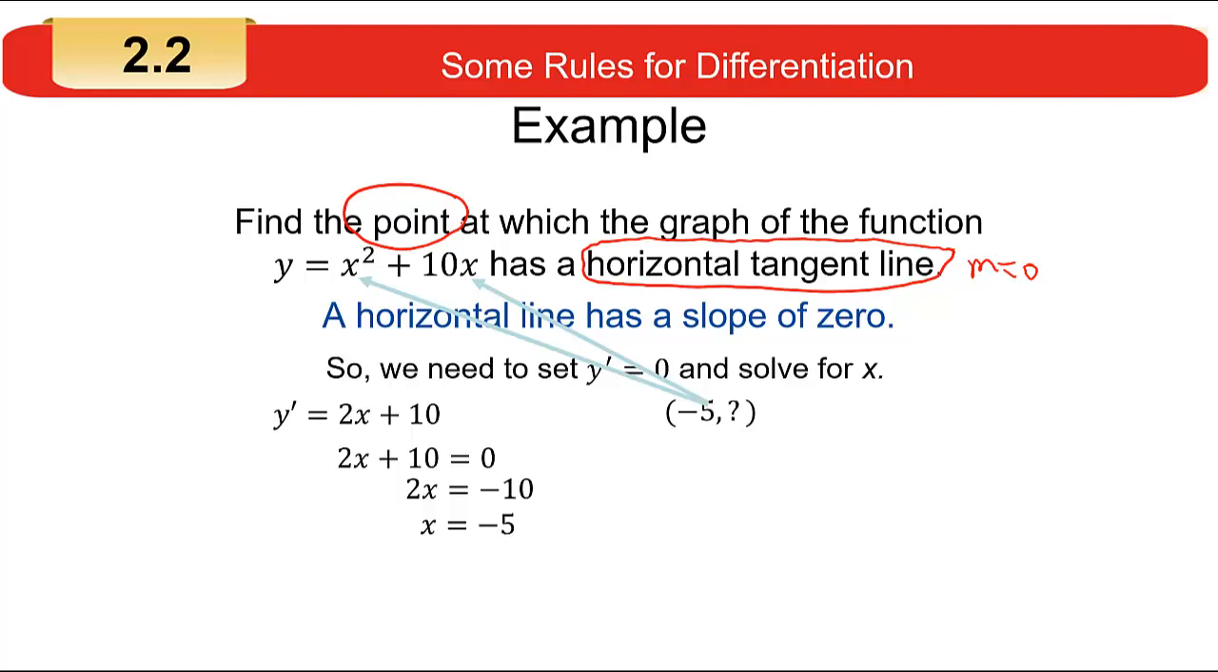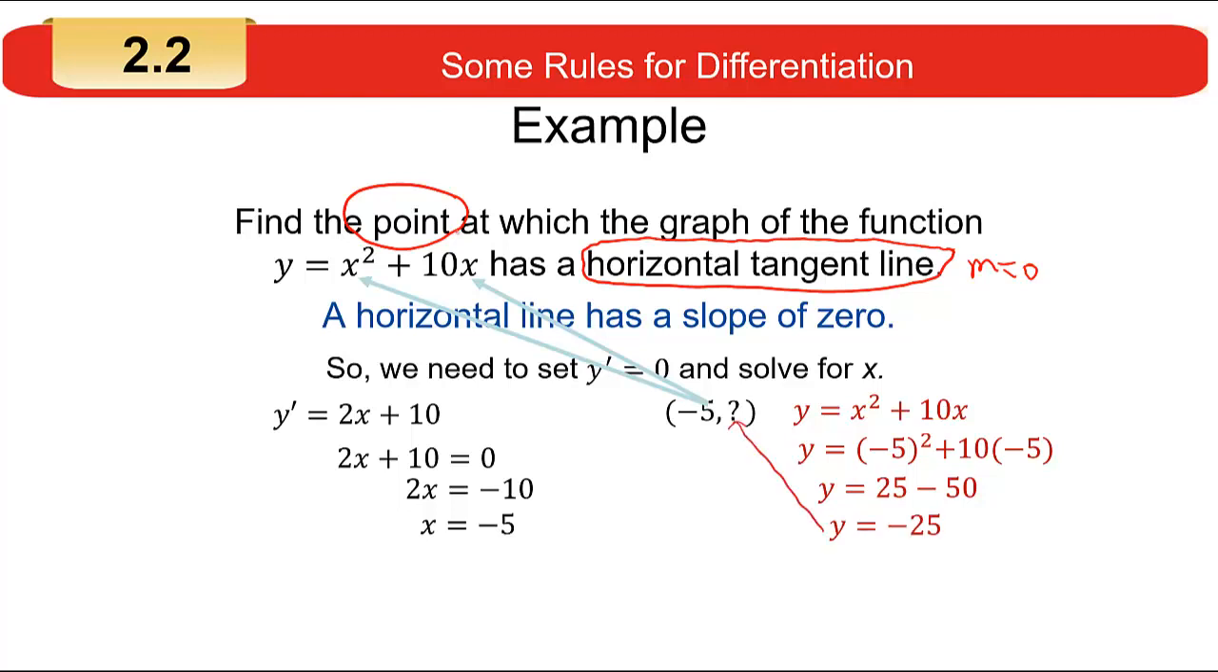So if you plug minus 5 in there, you're going to get, squaring the minus 5, you get 25. Minus 5 times 10 is minus 50. 25 minus 50 is negative 25. So the point we're looking for is the point minus 5, minus 25.